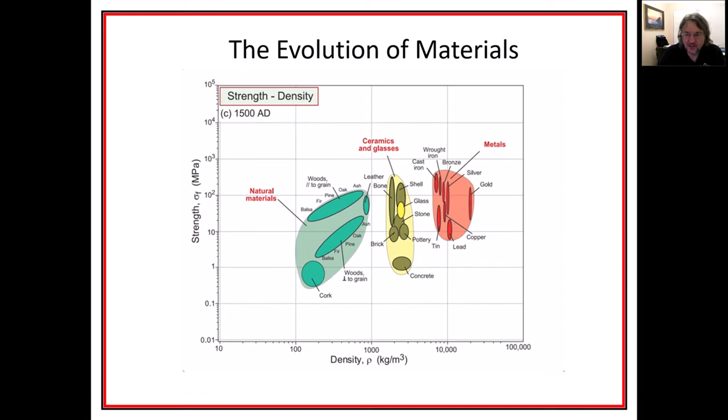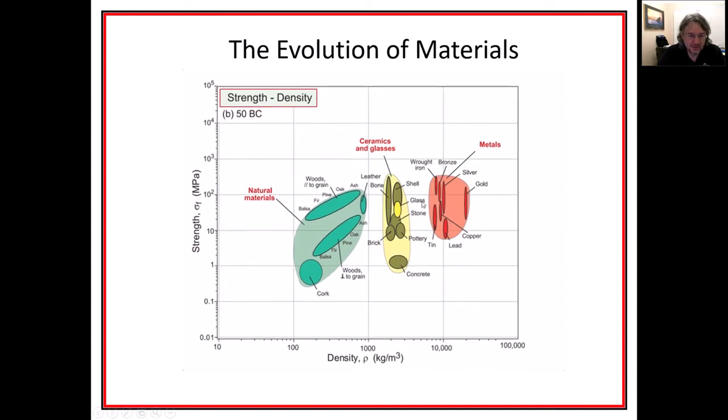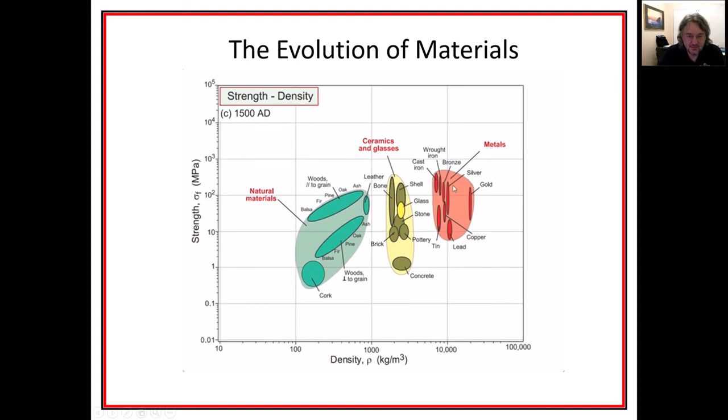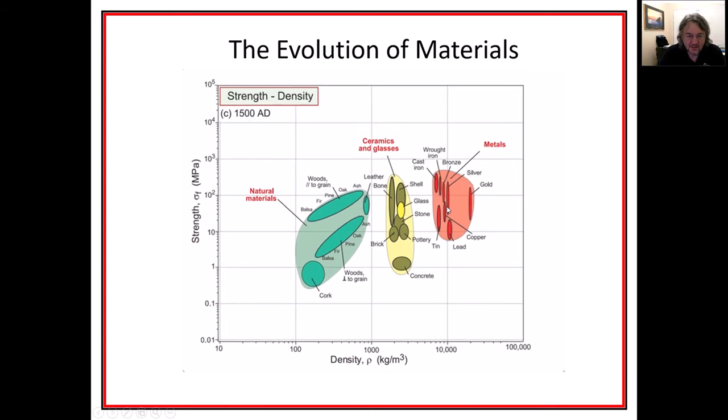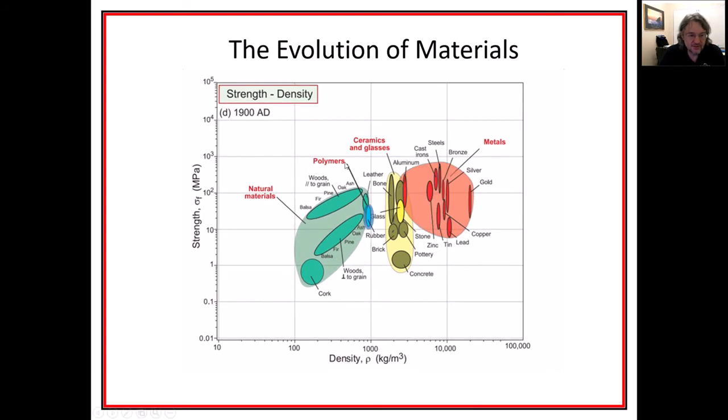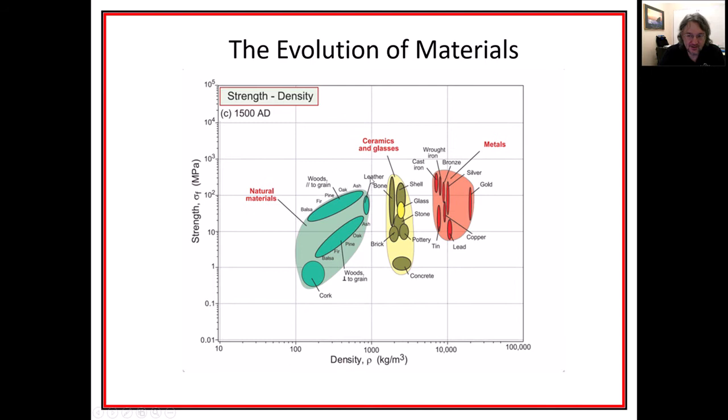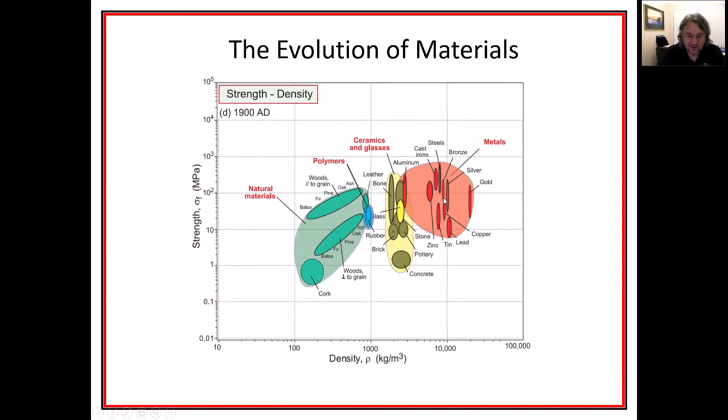And then you skipped forward to 1500 AD. Between here, 50 BC, you could see that there's more metals, not many more. Wrought iron and cast iron are part of that, but not really terribly much. Then we go to 1900, right? So there's 1500 AD, and Columbus has just set sail, just found the new world.